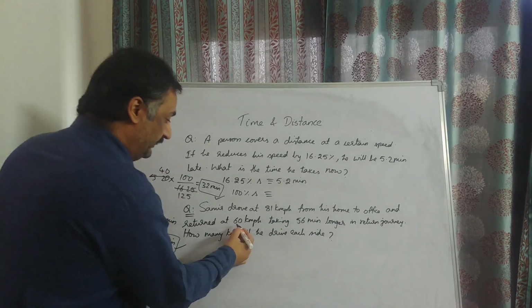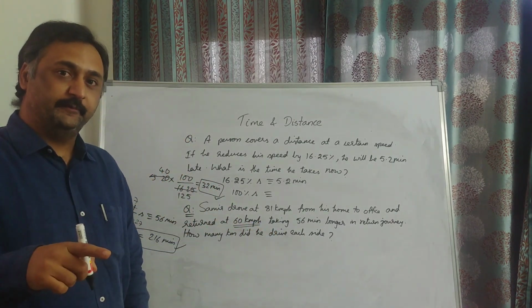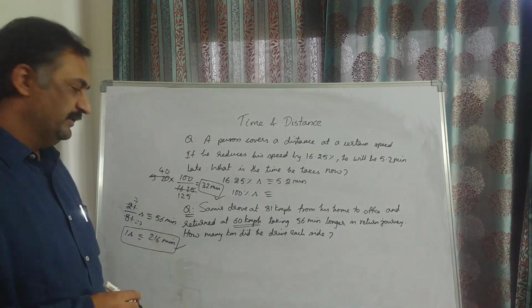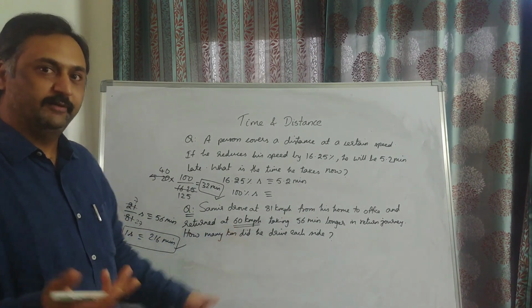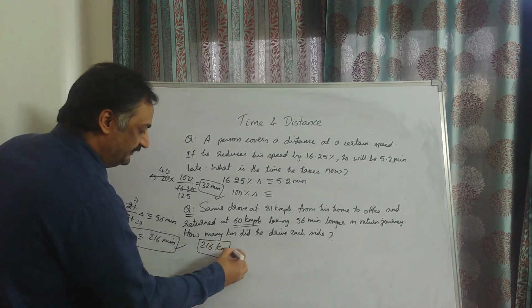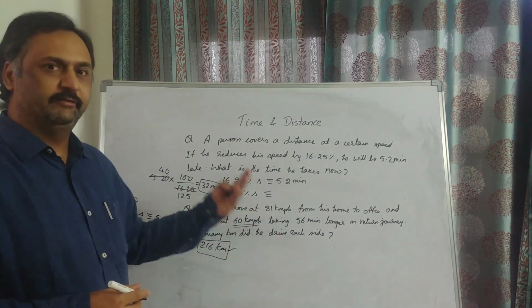Luckily in the return journey he is traveling at 60 km per hour. Why luckily? Because at 60 km per hour, as many minutes you travel, those many kilometers you travel. So 216 minutes you travel at 60 km per hour, obviously you travel 216 km. So that is the distance he is traveling on the back journey. Obviously on the to journey also he must have traveled the same.